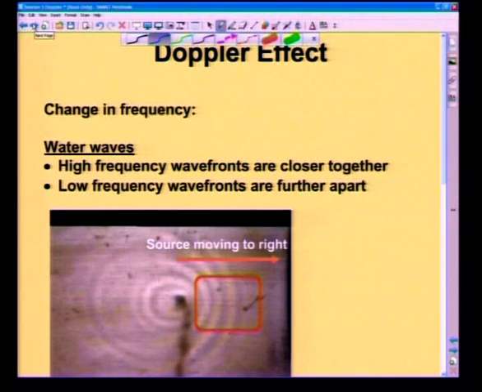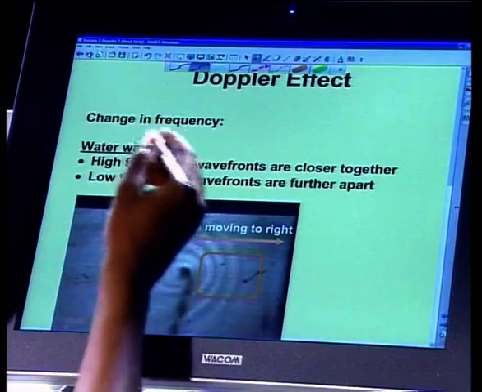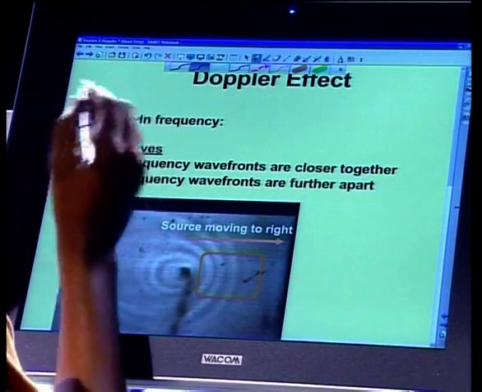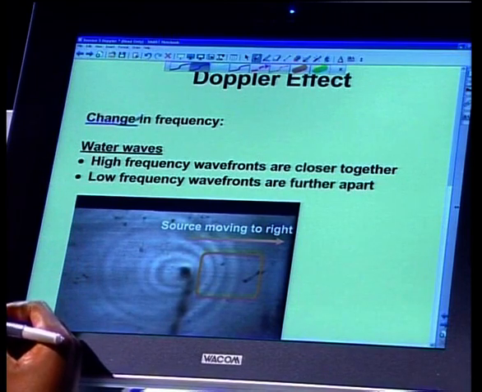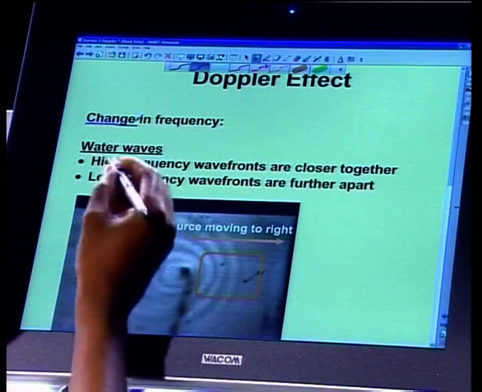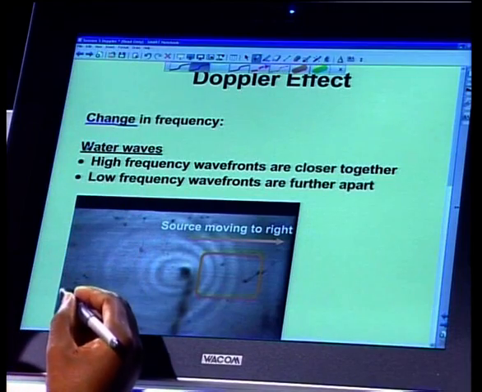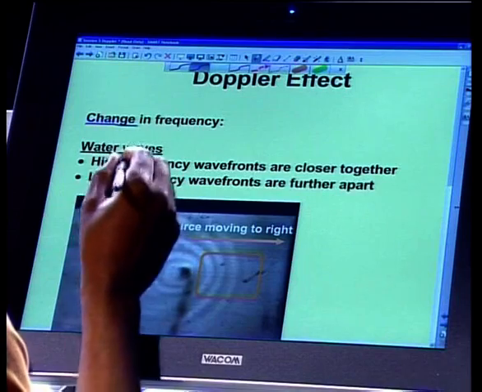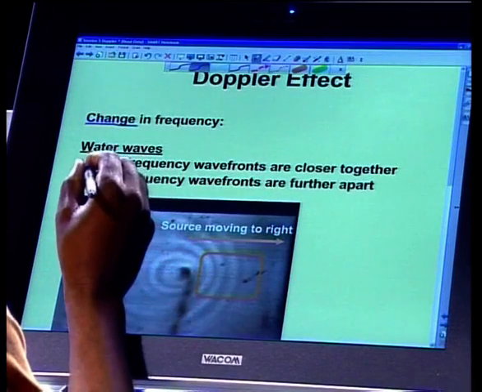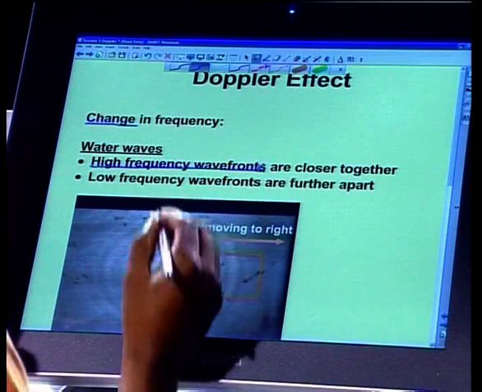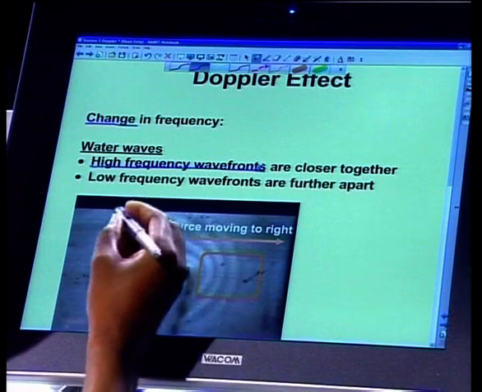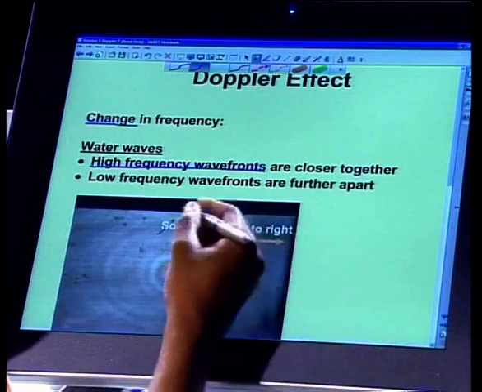Now, let's look at what happens when sources move or observers move in relation to each other, a source and an observer moving in relation to each other. Here is an illustration. We are going to look at change in frequency as observers and sources move in relation to each other. Now, let's look at water waves in particular. High frequency wavefronts are closer together when a source is moving in a particular direction.